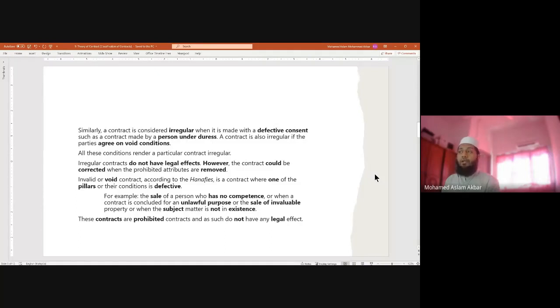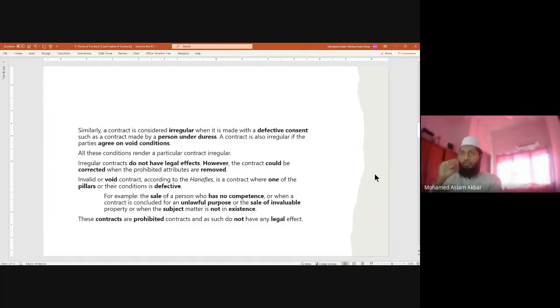That's why, according to the Hanafi, until you remove those problems, the prohibited attributes, there is no legal effect, meaning you cannot become the owner of the phone. If you complete the transaction without knowing the price, you still cannot become the owner of the phone, and the seller cannot become the owner of your money until you know the price. So there is no legal effect. However, the contract could be corrected when the prohibited attributes are removed.